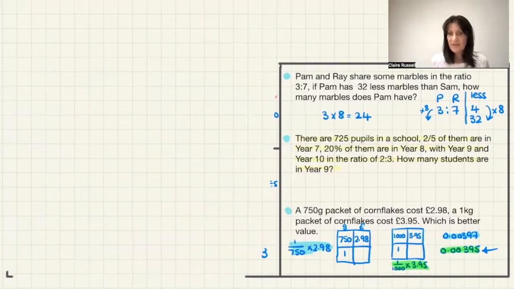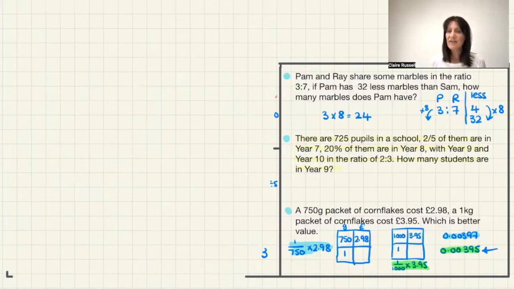All right, so we've got 725 pupils in a school. 2/5 of them are in year 7. At that point, literally at that point, without reading any further, I have some maths I could do. Now, it might be nice to read the entire question so that I've got a feel for what I'm supposed to be doing. Equally, you could just go, oh, I know how to do that, and get straight on with it.